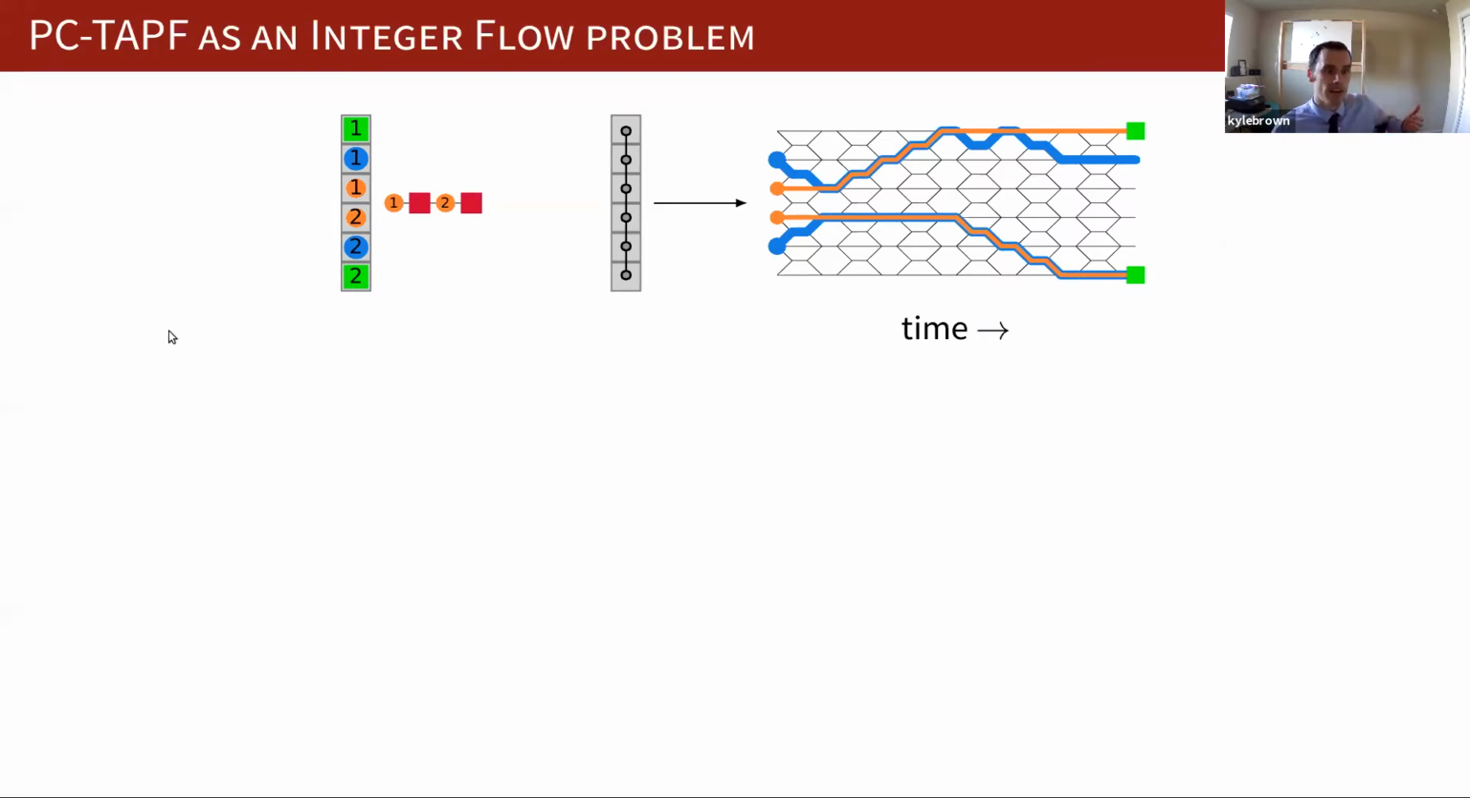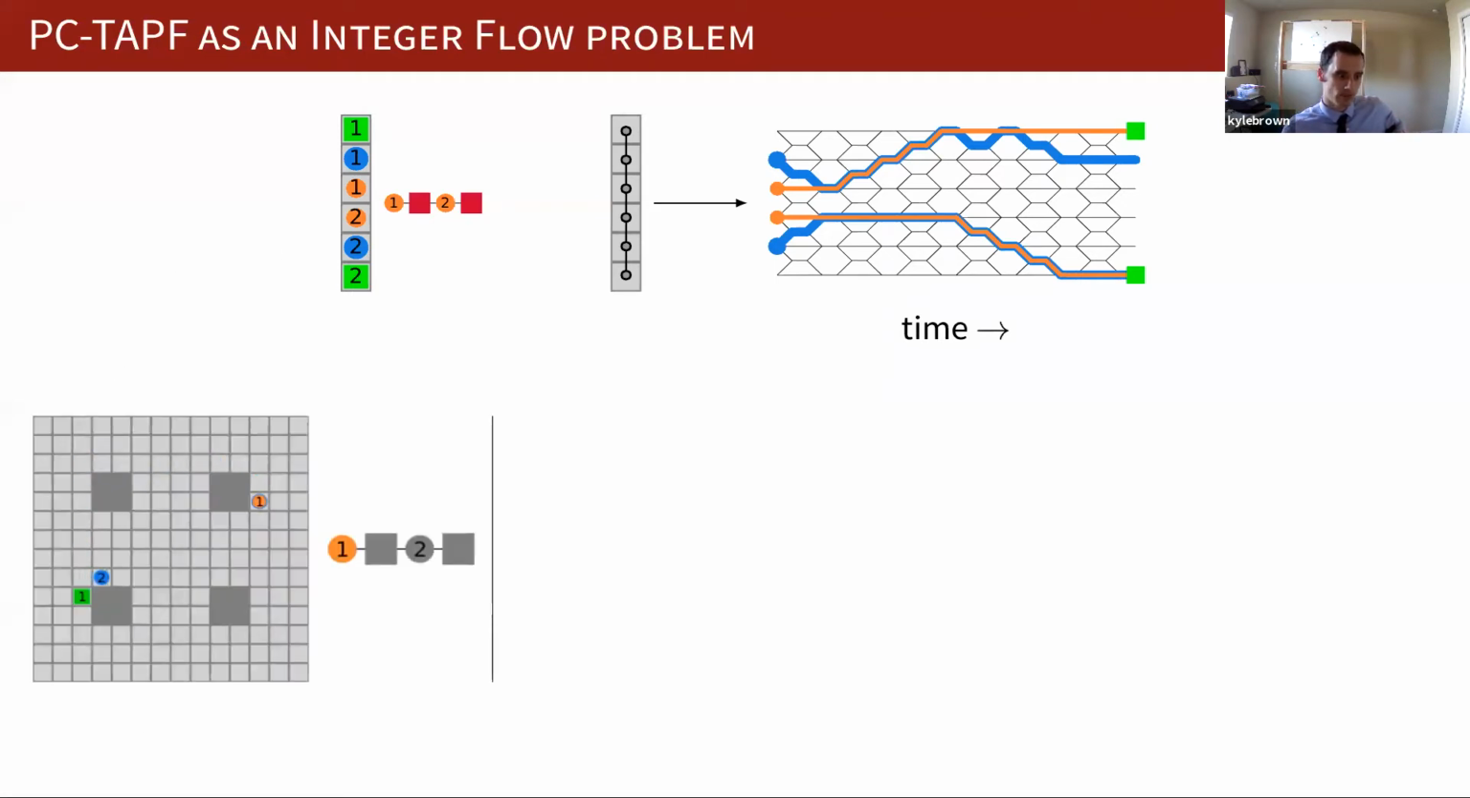So the point is, you can solve PCT-APF optimally as an integer flow problem. This is nice because you just formulate the problem and then you pass it to a black box, an off-the-shelf solver, and it solves it for you. So fortunately for me, this is only kind of a good idea. Otherwise, I wouldn't have much of a thesis to defend.